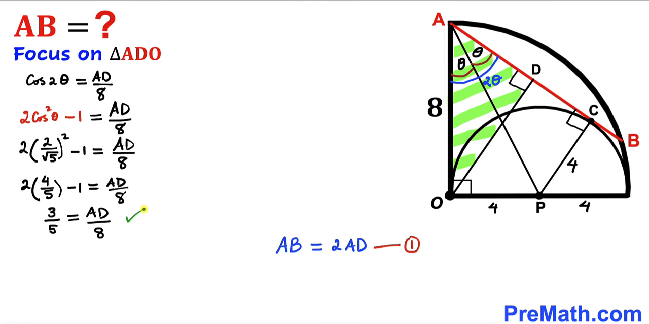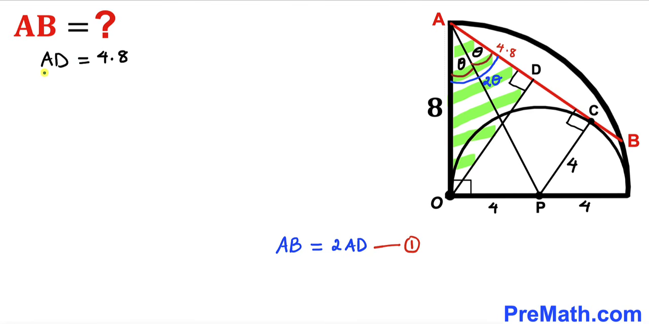As you can see in this next step, I have simplified this left hand side as 3/5. And now I'm going to multiply both sides by 8 to isolate AD. Here we can see this 8 and 8 is gone. So therefore our AD length turns out to be 24 divided by 5, which is 4.8. So thus our side length AD turns out to be 4.8 units.